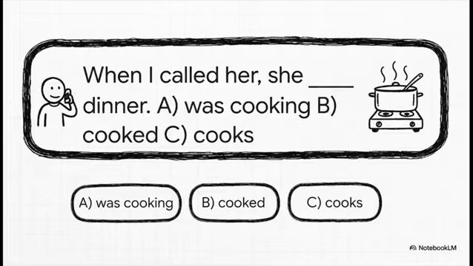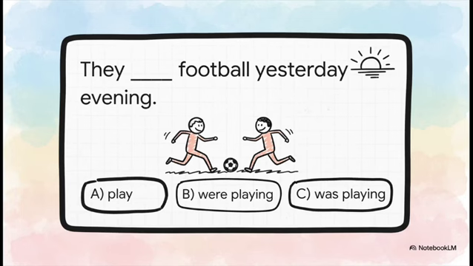That means we need A, was cooking. They blank football yesterday evening. The big clue here is yesterday evening. It's a specific period of time, and the action was happening during that time. The subject is they, which is plural, so we need were. That gives us B, were playing.